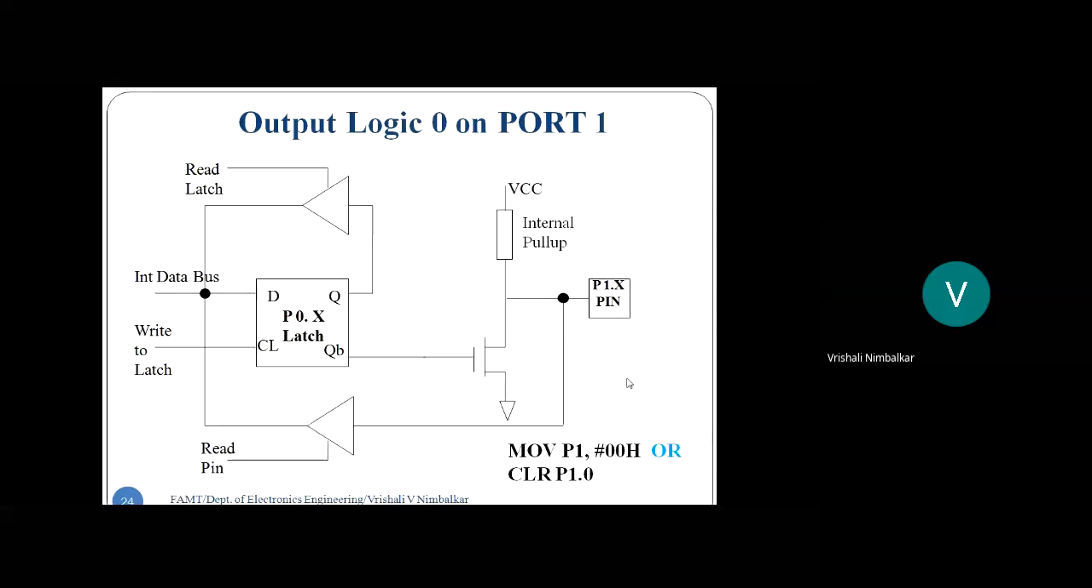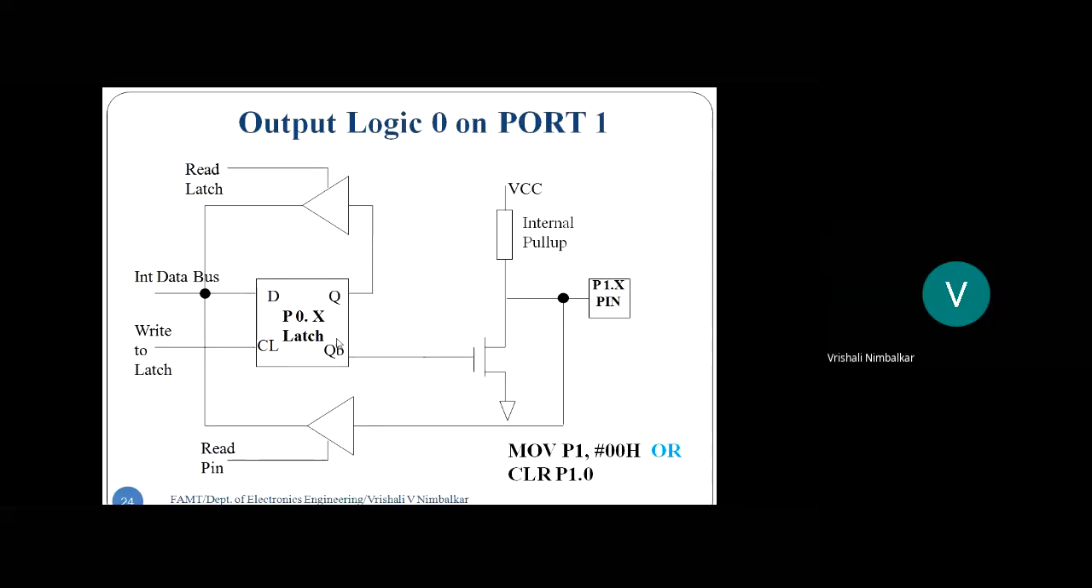Now we will see how this entire circuitry functions. Two instructions have been written down. MOV P1, #00 means we are sending logic 0 on all the pins of port 1. This is an 8-bit data transfer instruction, whereas the one below, CLR P1.0, is a 1-bit data transfer instruction. We are clearing P1.0, one pin. What will the microcontroller do? It will send logic 0 on the pin. Clearing the pin means output logic 0 on port 1.